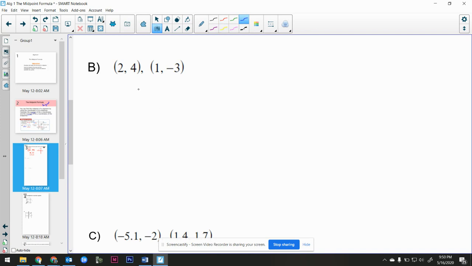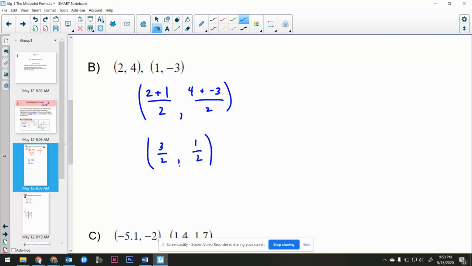Okay, so the two x coordinates here are 2 and 1, and the two y coordinates are 4 and -3. Okay, so I've got 2 and 1 make 3, and 4 and -3 make 1. If I wanted to leave it in fraction form, I could, but let's put it as decimals. 1.5 comma 0.5. And there's my answer.